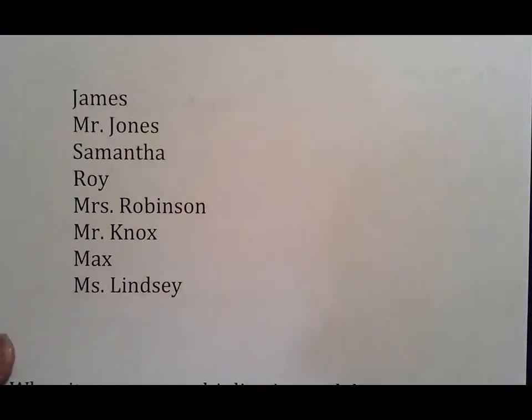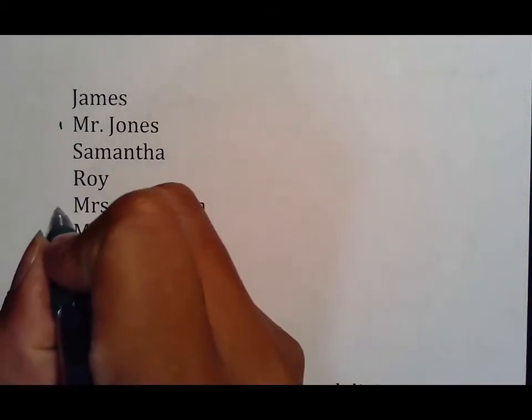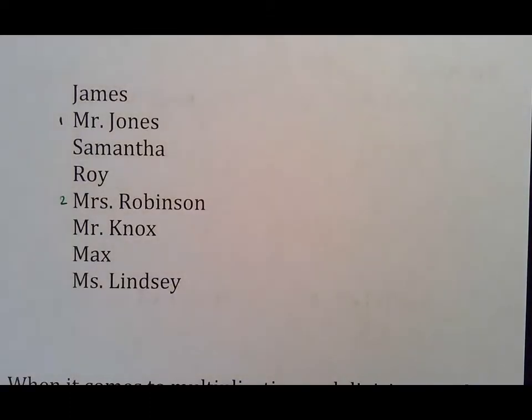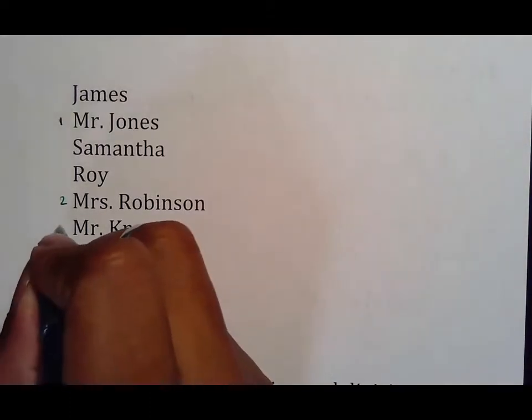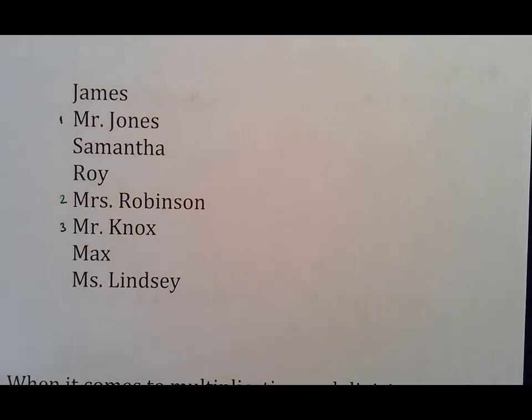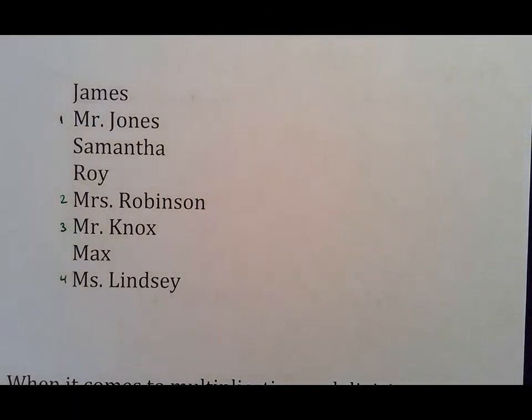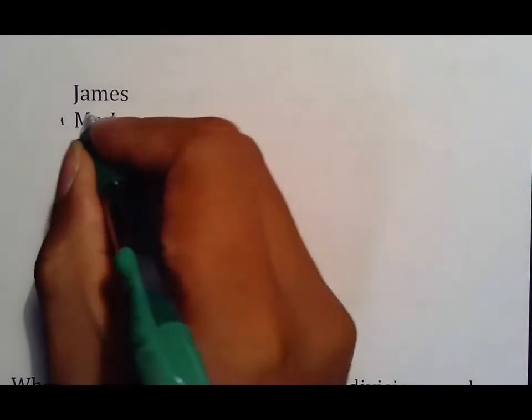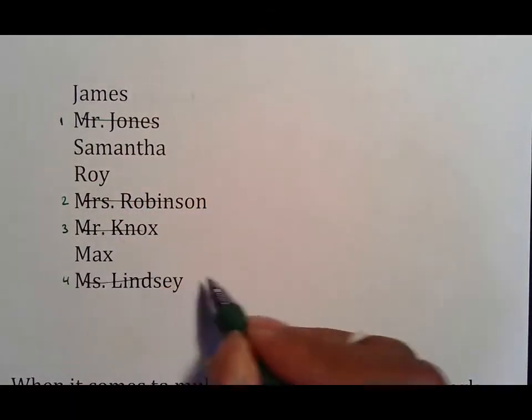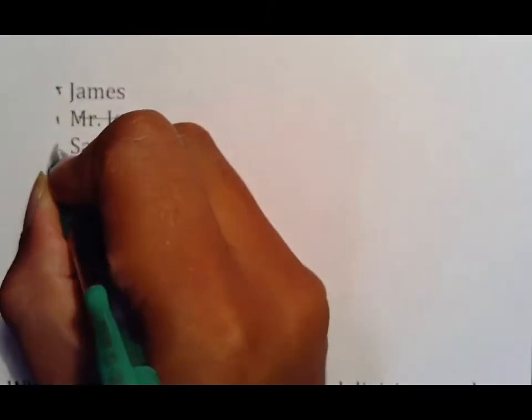And so what happens is the first teacher in line is Mr. Jones. Mr. Jones will get the first plate. There is also another teacher in line who is Mrs. Robinson. Are there more teachers in line? Yes, and you must feed the teachers first. So third would be Mr. Knox. Are there more teachers? Yes, there are. Fourth would be Miss Lindsay. And now that all the teachers are out of line, you feed the students as they are.